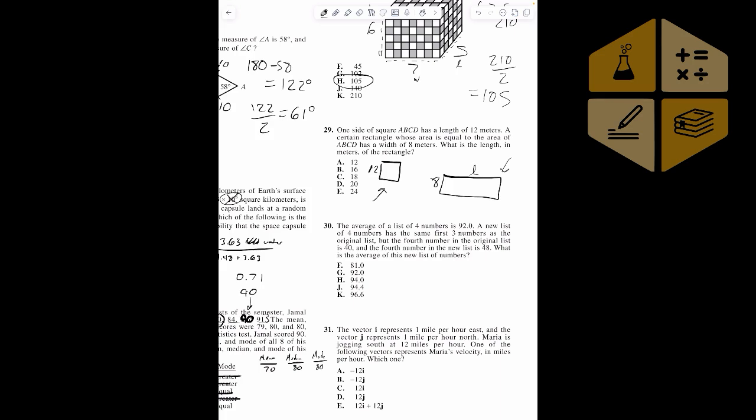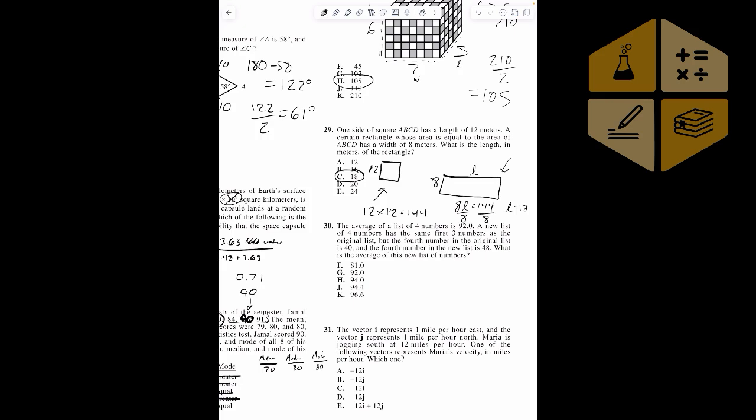So the area of this square, of course, is 12 times 12, which equals 144. Now over here, the area of this rectangle is 8 times L equals 144, because we know that these two areas are the same, according to the question. If we divide both sides by 8, we're going to isolate the L. So 144 divided by 8 equals 18. So L equals 18. And that's how I know 29 is C, 18.